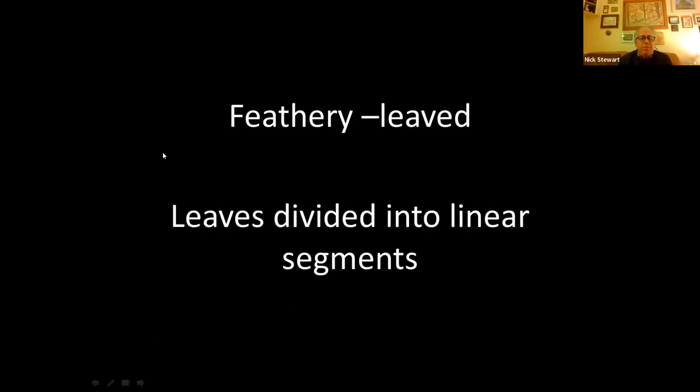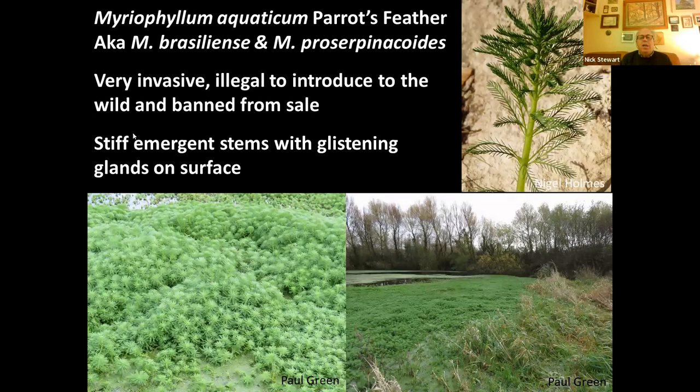So I was going to start with the feathery-leaved species. The leaves in this group are divided into linear segments, and number one on the list is one of the serious pests, which is parrot's feather, Myriophyllum aquaticum. It's sometimes sold in garden centres under different names, Braziliensis. It's a very invasive thing.